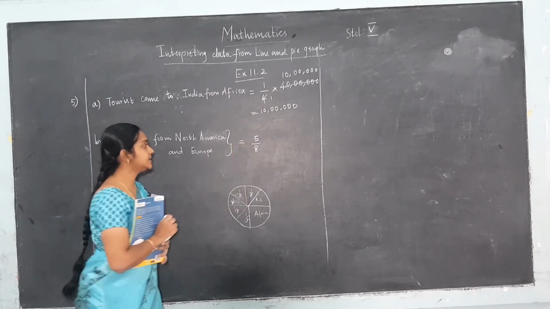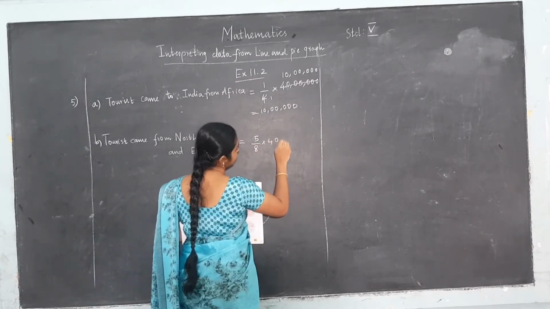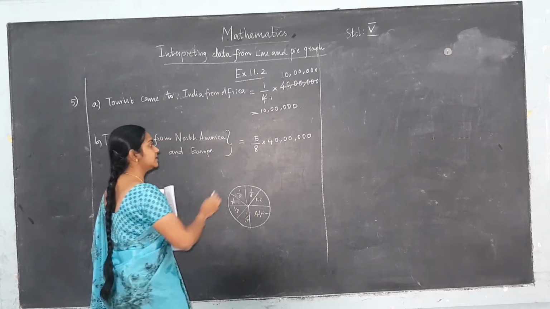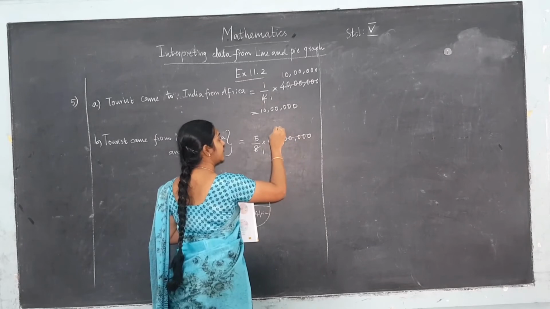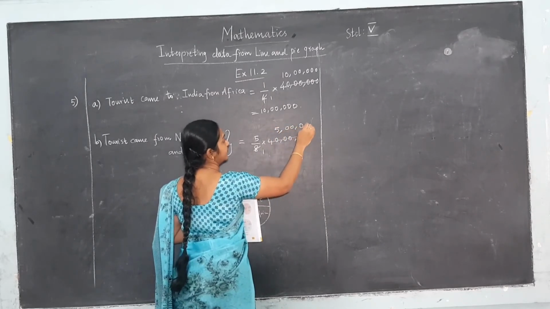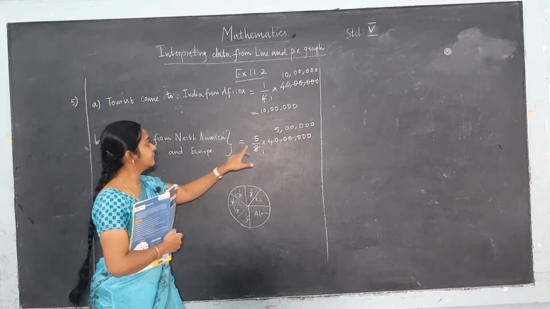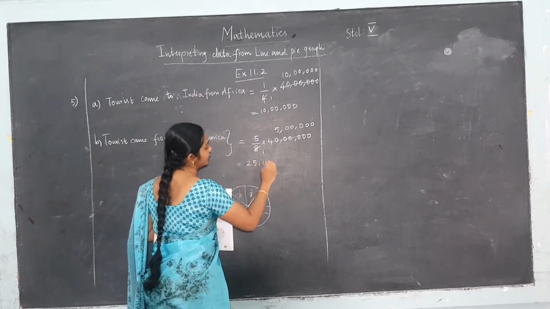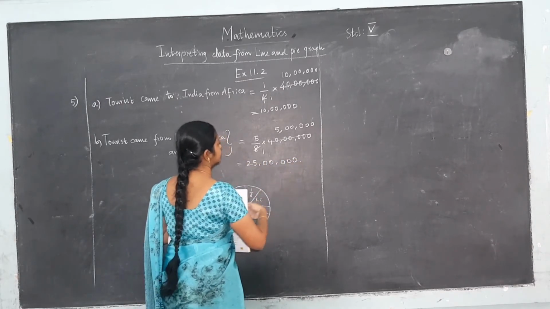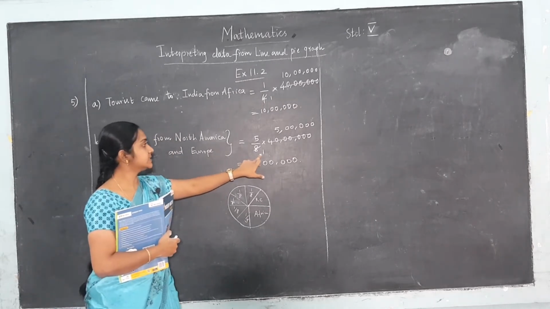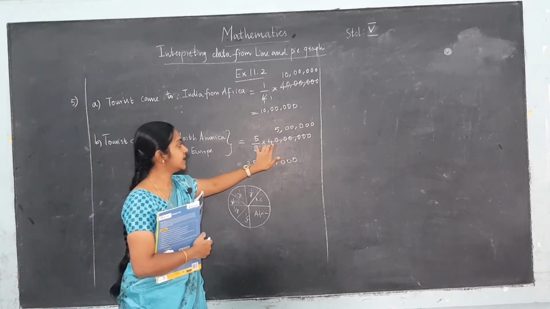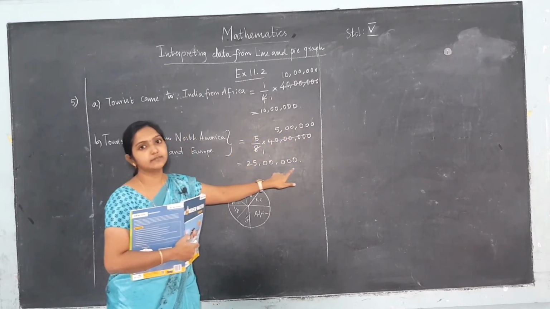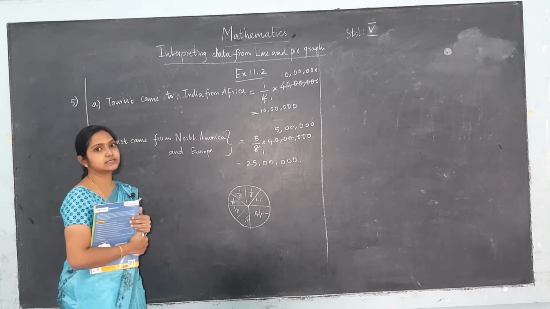So, 5 by 8 into 40 lakhs. Now cancel. 1 8 is 8, 5 8s are 40. Next, write the remaining zeros as it is. 5 lakhs into 5 is 25 lakhs. So, 25 lakhs is the answer.